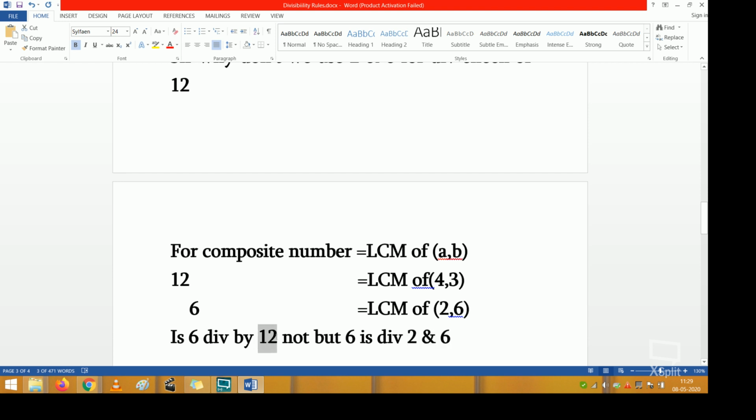This is the exact reason why we don't use 2 and 6. This is the exact reason we find the LCM of two numbers which give you the number in question. For any composite number, always find the LCM of two numbers which will give you that composite number. If you look at it, 6 is divisible by both 2 and 6, but it is not divisible by 12. So if you say a number divisible by 2 and 6 will be divisible by 12, it is wrong. Only a number which is divisible by 4 and 3 will be divisible by 12. So this is the reason.